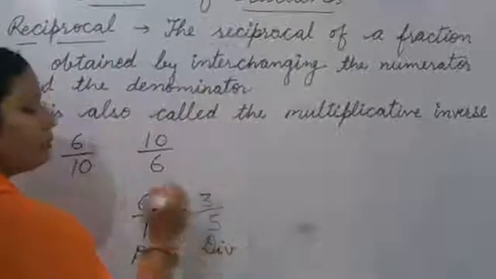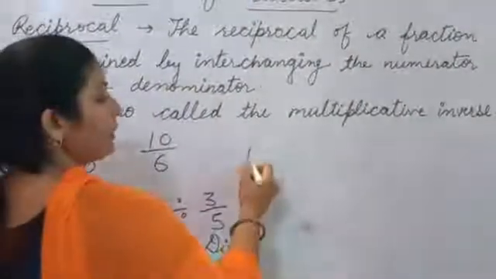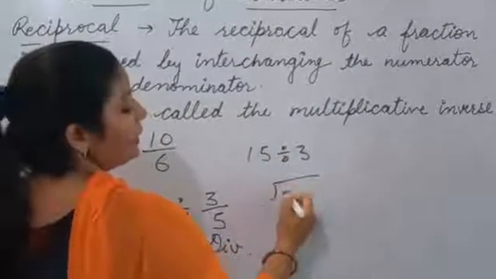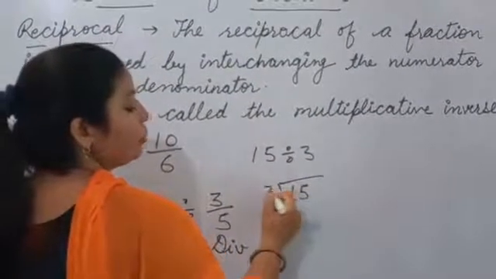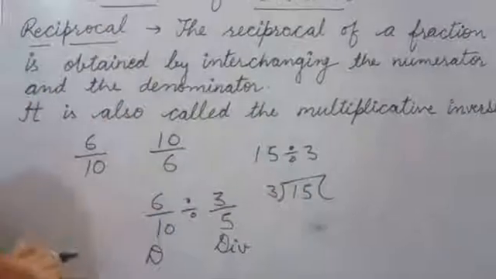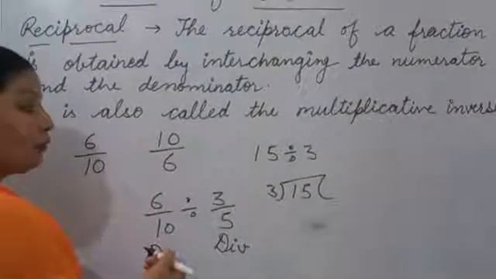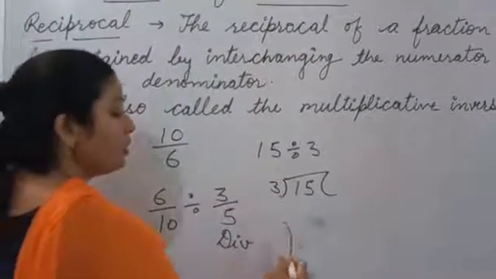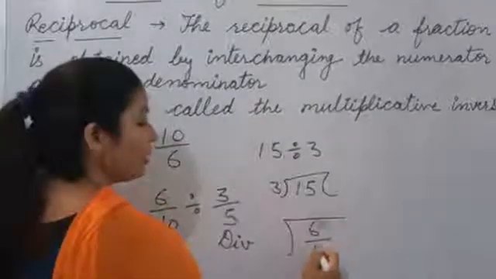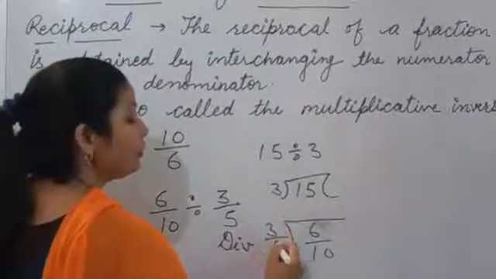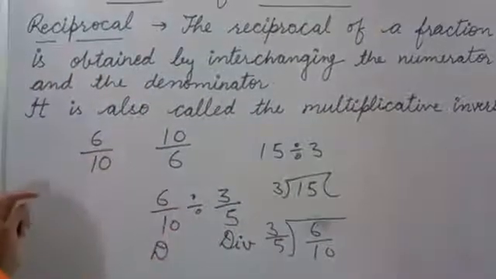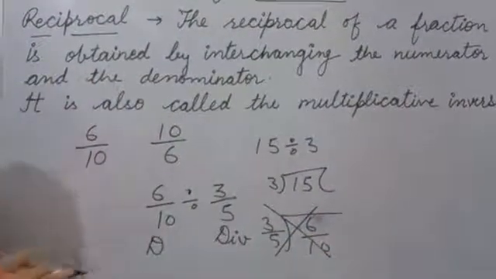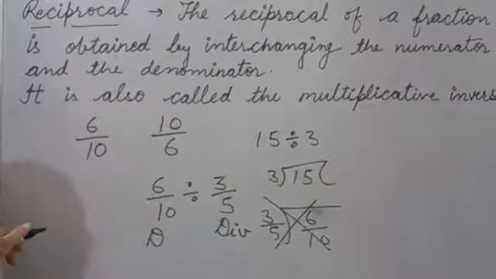Okay. In simple terms, if you have 15 divided by 3, what do you do? 15 is the dividend and 3 is the divisor. So you do 15 divided by 3. But in fractions, how will you do it? If you have 6 upon 10 divided by 3 upon 5, you can't write it like this. There is no method of doing it like this. So in fractions we don't do it like this. There is another way. How can we do it?